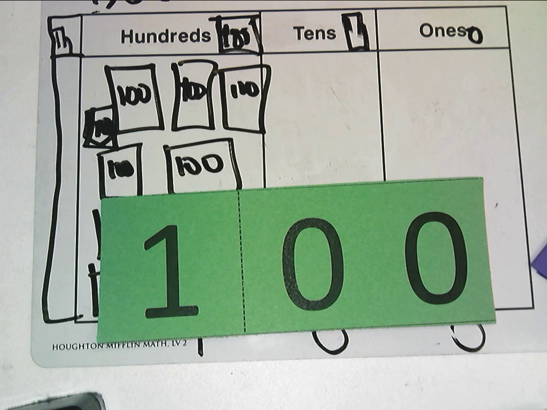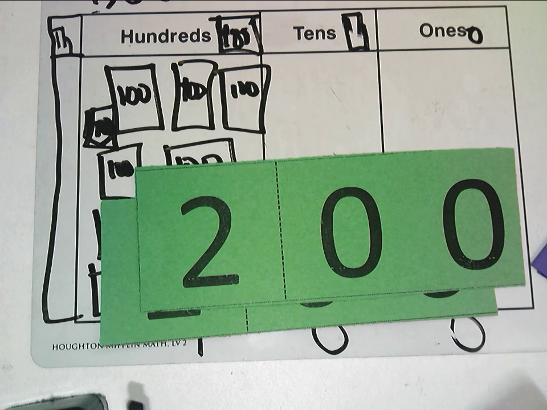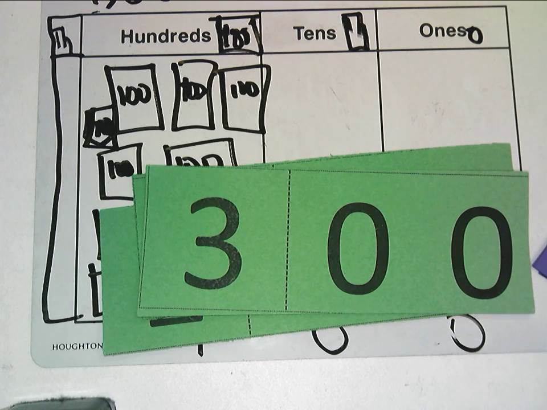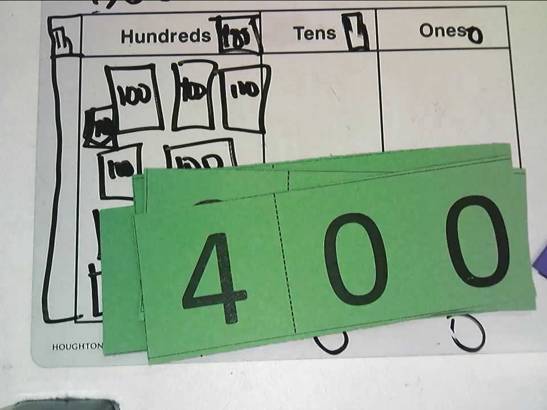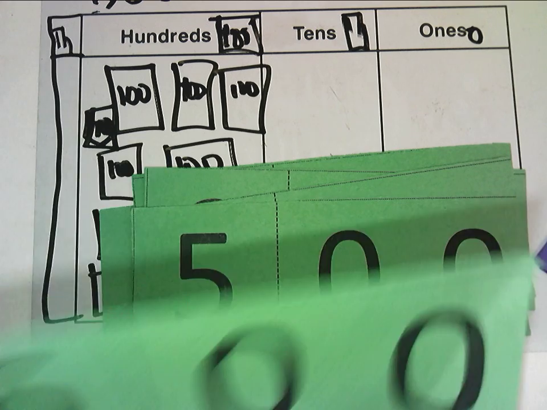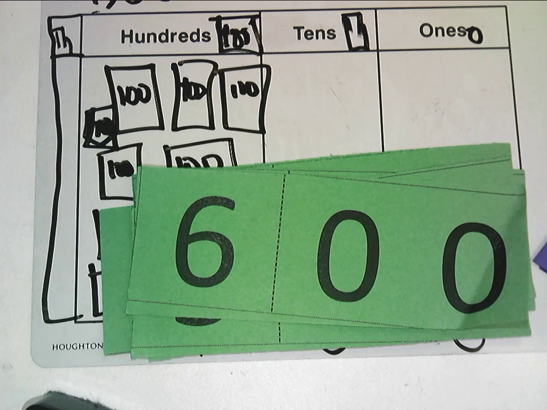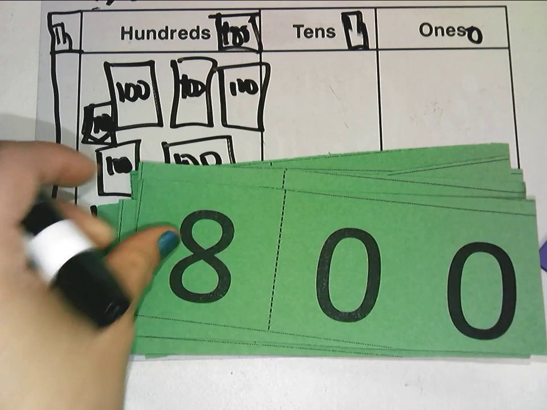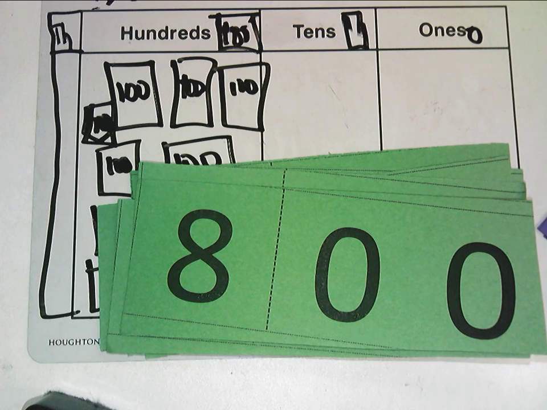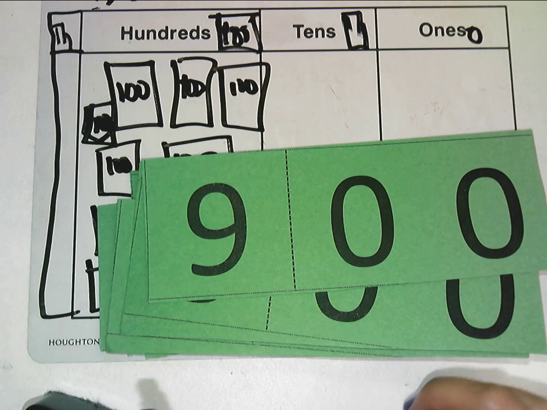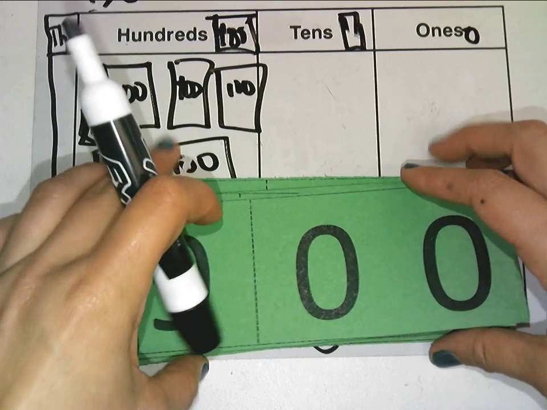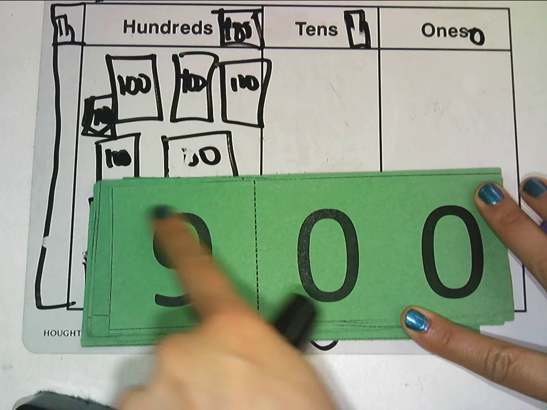Okay, so I have 100. Then I added another group. Oh, let me just find my card really quick. Thank you for being patient. 200s, 300s, 400s, 500s, 600s, 700s, 800s, and 900s, right?